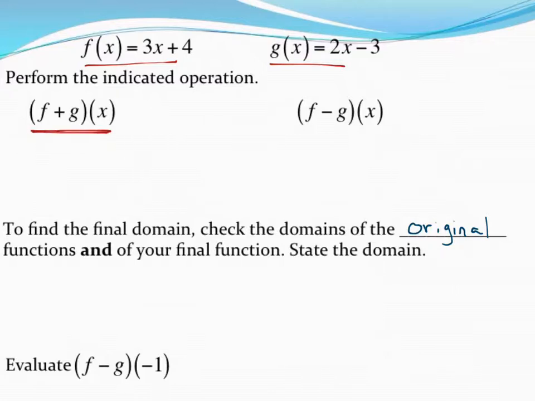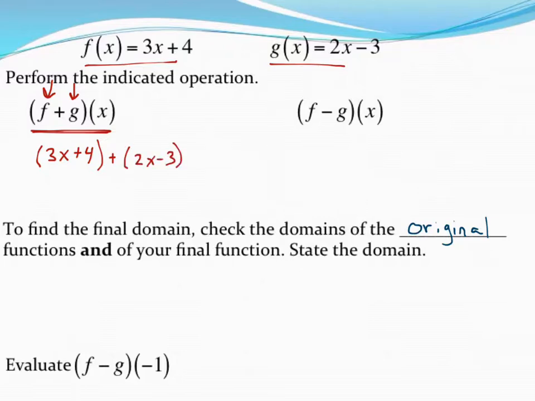One, let's add those functions together. That's all this notation means. Take the f function, add it to the g function. It's a weird looking notation, but that's all it means. So I'm going to take the first function, I'll use parentheses around it, although I may or may not need them in this case. So I've got 3x plus 4 as my f function. I want to add that to the g function, which is 2x minus 3.